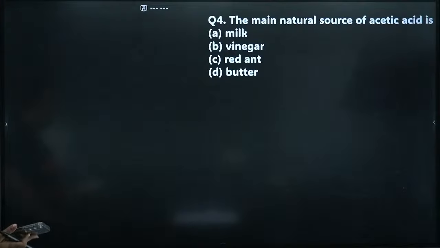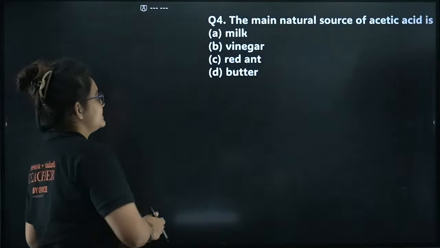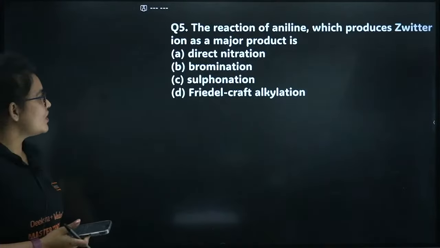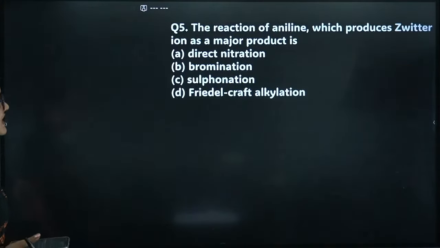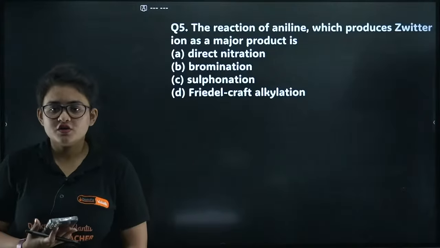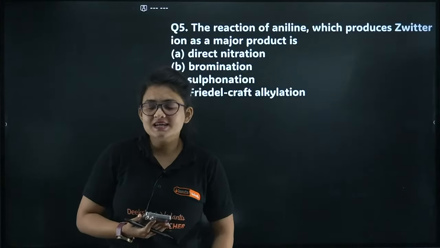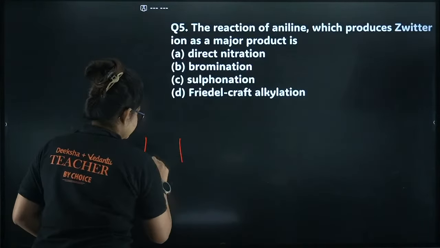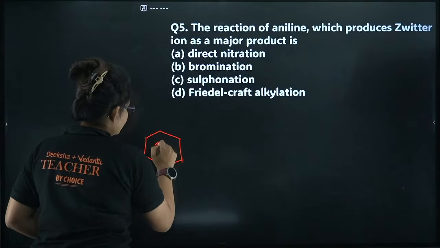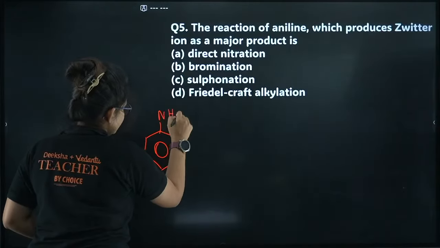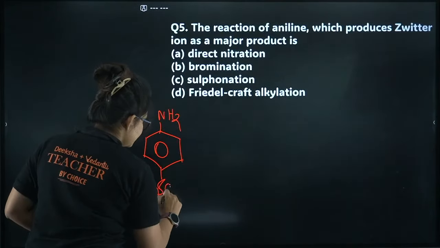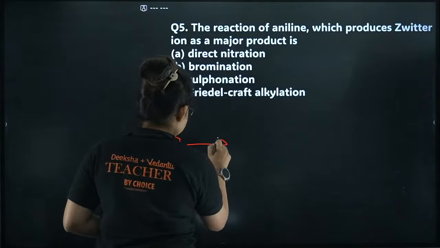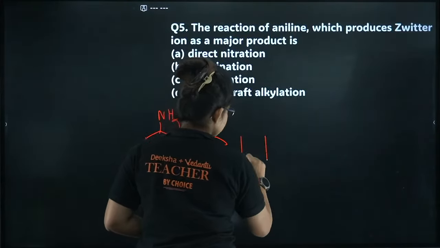Here you can see the main natural source of acetic acid, that is basically vinegar, right? Let's proceed. The reaction of aniline which produces a Zwitter ion as a major product. So a Zwitter ion we see whenever it comes to this type of functionality with aniline. See, I have NH2 along with an SO3H unit. Okay, so they basically exist in this type of equilibrium system.